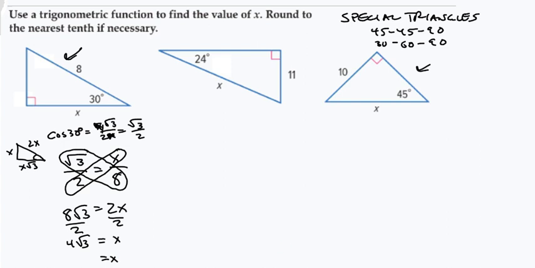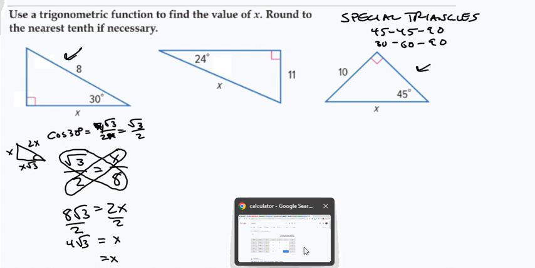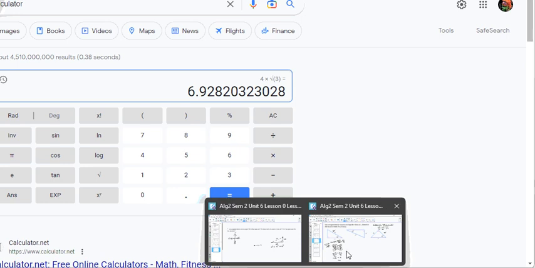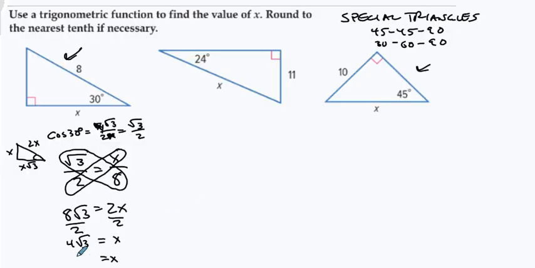Oh, wait, no, what am I talking about? 6.9. I wasn't even close. 6.9. All right, so about 6.9, and this technically should be the squiggle, the approximately. So about 6.9. This one is going to be kind of the same thing.